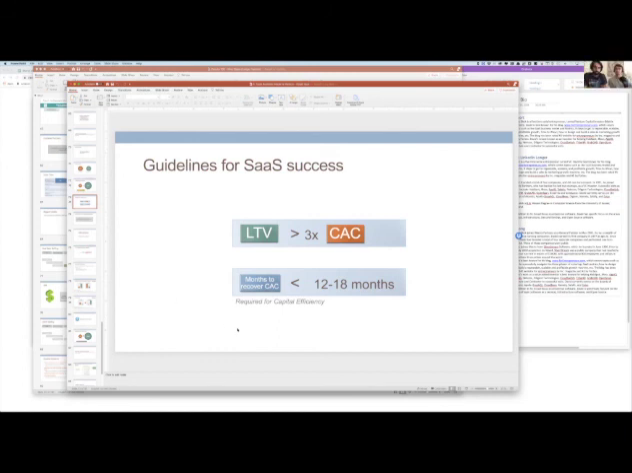Back in 2008, it turns out it was very hard to raise money. So I recommended that people look at 12 to 18 months to recover CAC. Nowadays, it's much easier to raise large amounts of capital, so you can go higher than that. It's probably not uncommon for people to start at more like 24 months and then maybe work down to 20 months over time for the months to recover CAC.